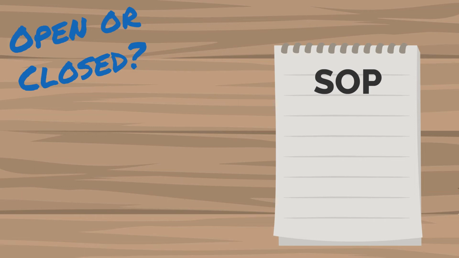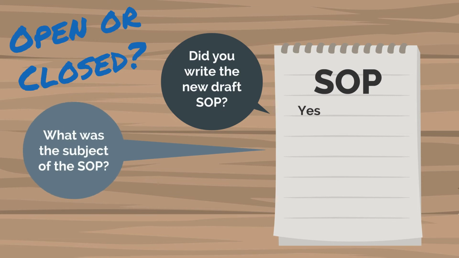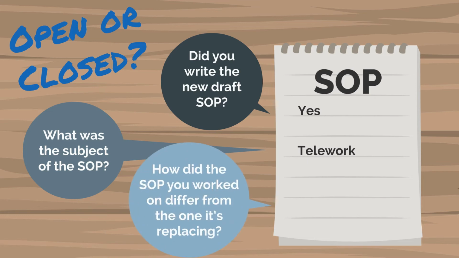If, for example, I ask, did you write the new draft SOP? Your answer will be yes or no, a closed-ended answer to a closed-ended question. If I ask you, what was the subject of the SOP? That's still a closed-ended question. You are getting a very limited amount of information. If instead I ask you, how did the SOP you worked on differ from the one it's replacing, you are likely to tell me what the subject is, but much more as well.